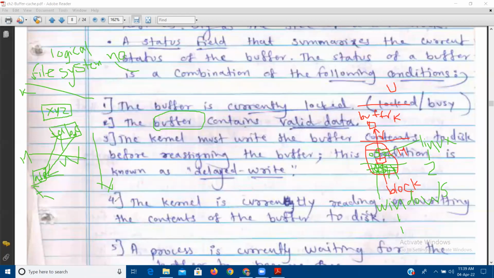So 3 types of writings are there. 3 वेगवेगळ्या प्रकारच्या write operation आहेत. One is called as a synchronous write, another is called as an asynchronous write, and third one is called as a delayed write. So synchronous write म्हणजे काय? So whenever the write operation should be started, at that time only the write operation should be started.